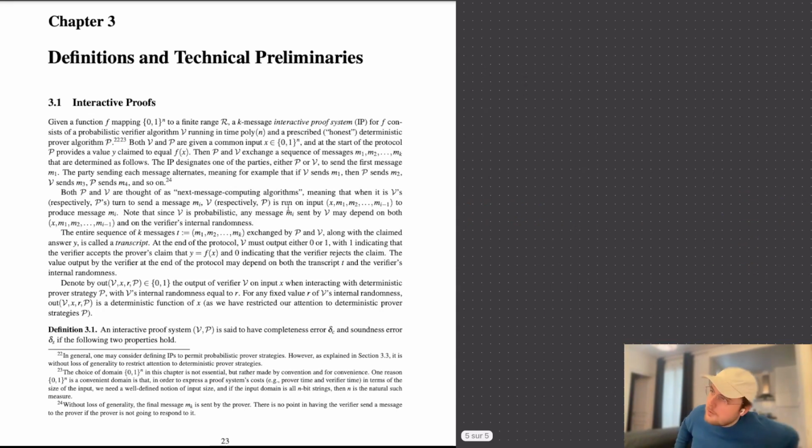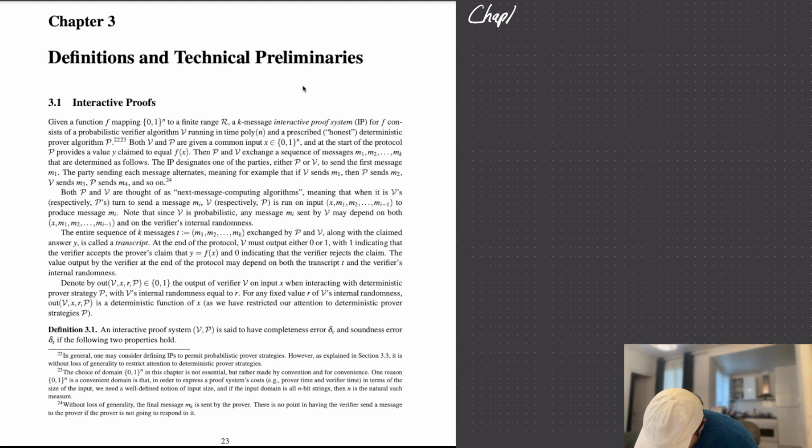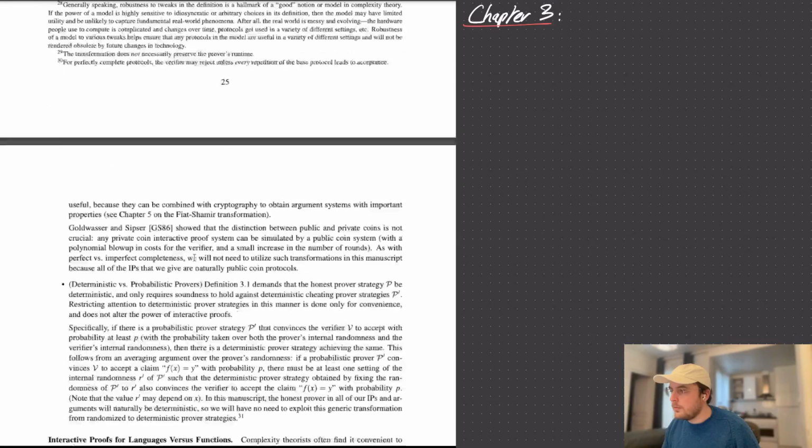Okay, nice. Chapter 3, interactive proofs. Definitions and technical preliminaries. Okay, we're already 50 minutes in and we're starting to get started on chapter 3. It's actually super cool, I'm super glad, because when we're done with this, I'm going to know so much more.